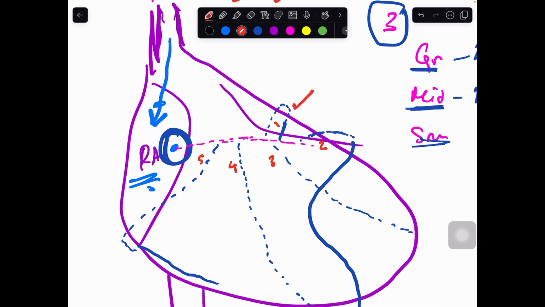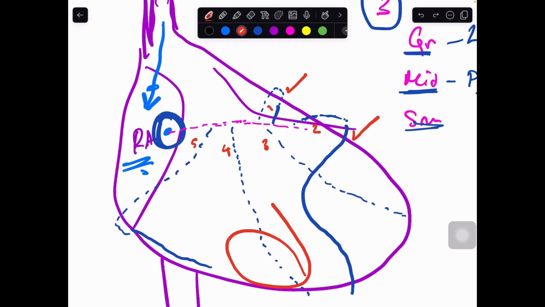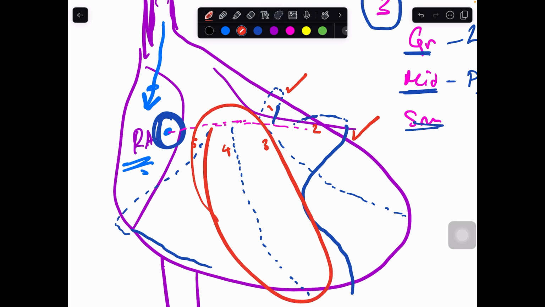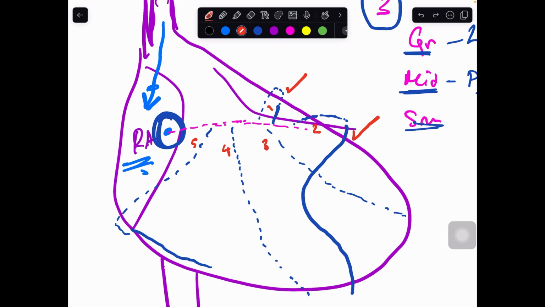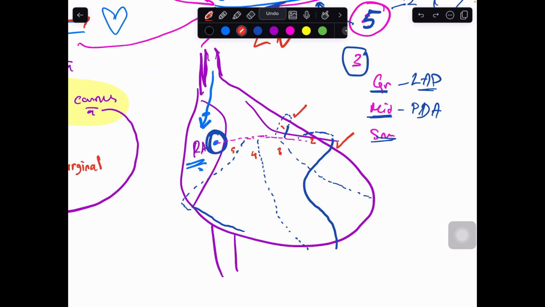The oblique vein of my left atrium, what is this? Coming in the anterior interventricular groove, the great cardiac vein. This is my posterior vein of my left ventricle. Here it is found in the posterior interventricular groove, the middle cardiac vein. And this right here, this one is my small cardiac vein.